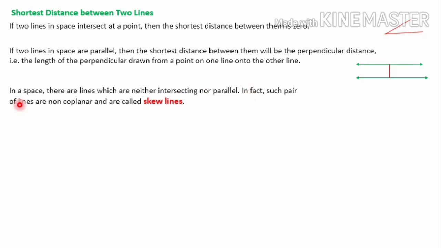In fact, such pairs of lines are non-coplanar. They are not in the same plane and are called skew lines. The lines which are neither intersecting nor parallel are called skew lines. Once again, the lines which are neither intersecting nor parallel are called skew lines. So let's take an example for skew lines.